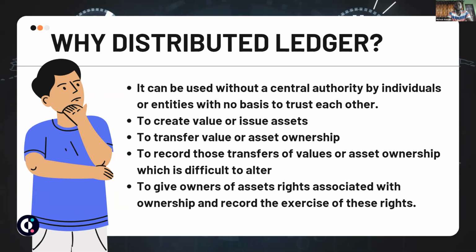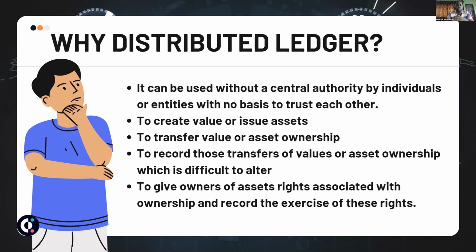Now, to create value or issue assets. In a distributed ledger, A can create assets and issue them to B, while others will see the transaction and validate it. Now, transfer of assets: to transfer value or asset ownership. Now you can see blockchain.